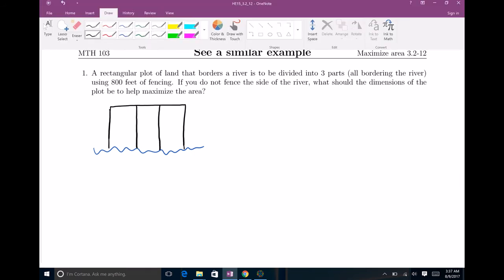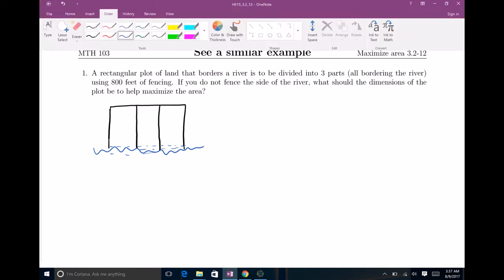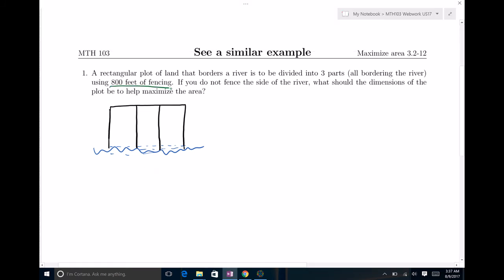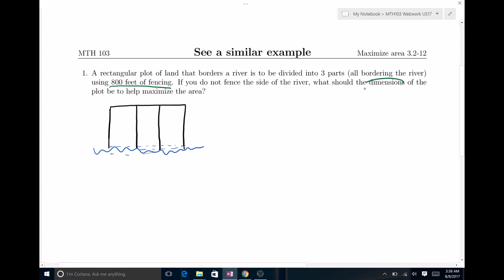Just for the sake of simplicity, I'm going to take away this squiggly line, and yeah, that's the river. Okay. And we are able to use 800 feet of fencing in order to fence this. If you do not fence the side of the river, what should the dimensions of the plot be to help maximize the area?